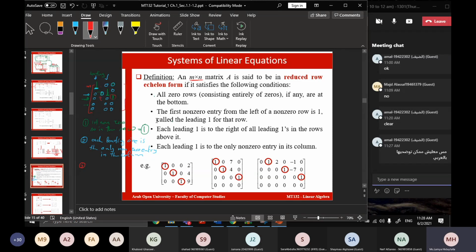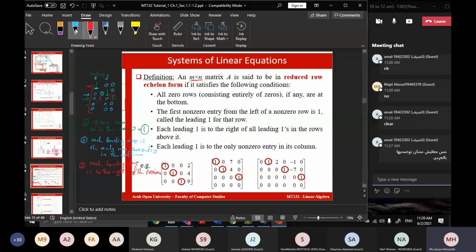اوكي؟ يبقى من البروبرتي الثالثة اللي هي each leading one should be to the right of the previous. لازم يكون في يمين. يبقى we cannot have it here.